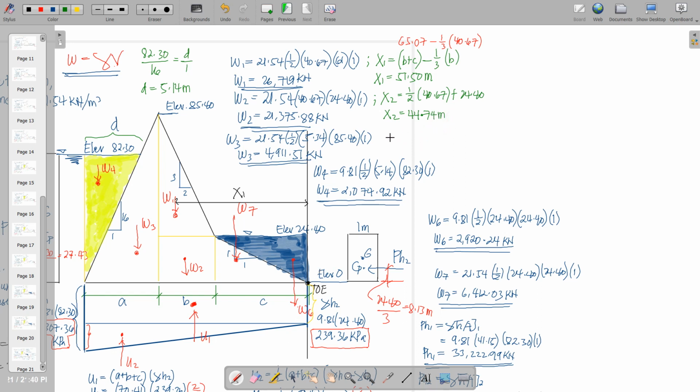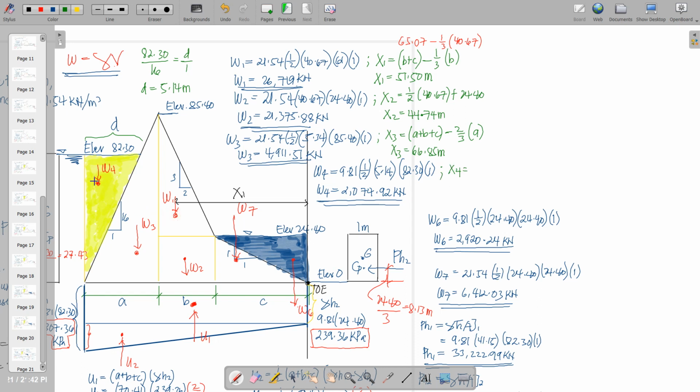Okay, so for X3, we have this triangle. Of course, we can utilize the sum of A plus B plus C, and then we'll just have to deduct 2/3 of A. So 1/3 there, 2/3 on the other side. So, therefore, we have to deduct 2/3 of A. X3 will be equal to 66.85 meters.